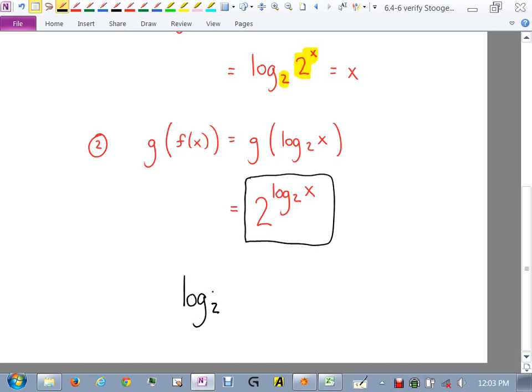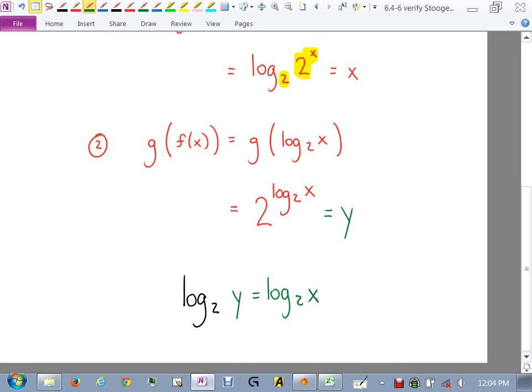By the way, hold on a second. We need to call this something. Let's call this, just for the sake of doing it, y, okay? That way we can do it. So I'm writing this as log base 2, right? That comes from here. What goes here? Y equals what? Log base 2 of X.